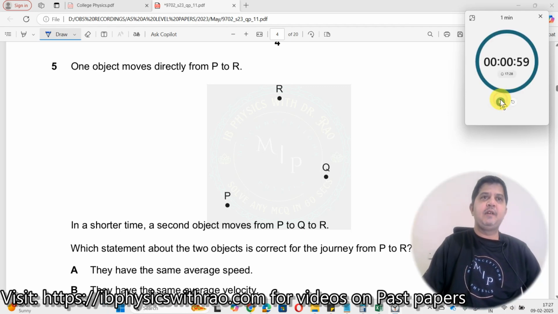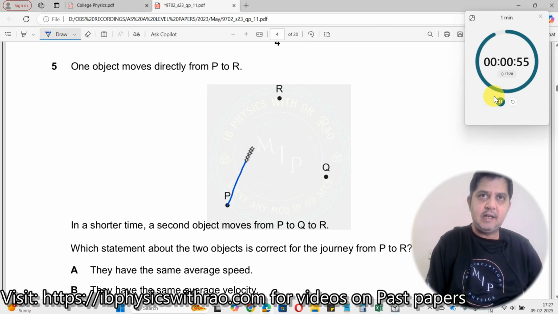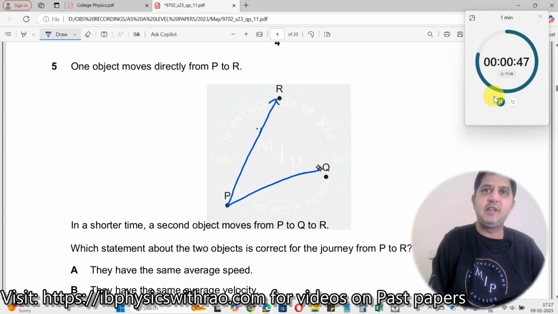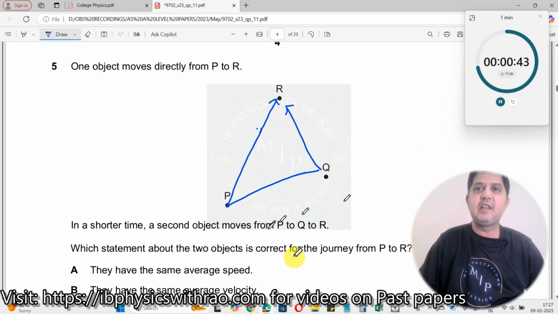Question number 5. An object moves directly from P to R, like this. In a shorter time, a second object moves from P to Q and to R. So one more object moves like this over here and it moves over here. Which statement about the two objects is correct for the journey from P to R?